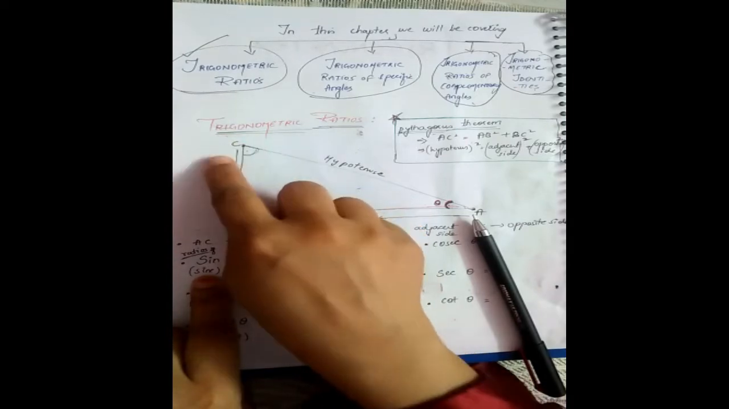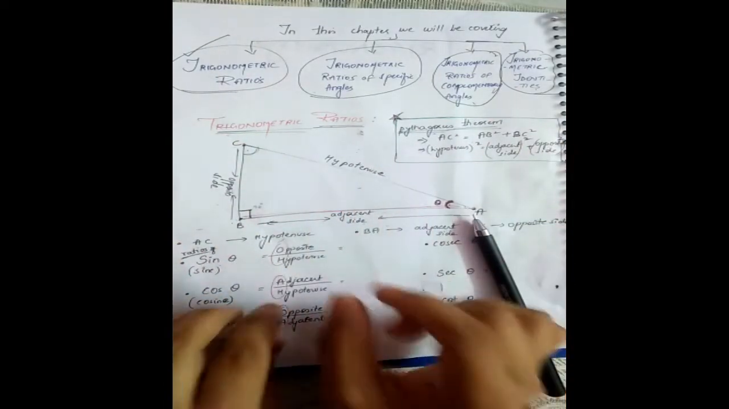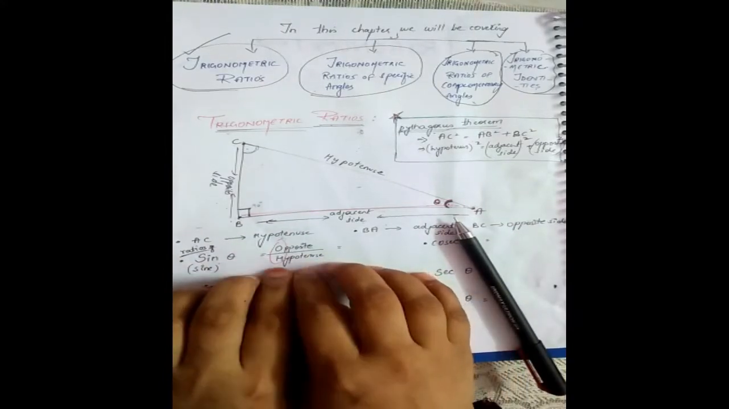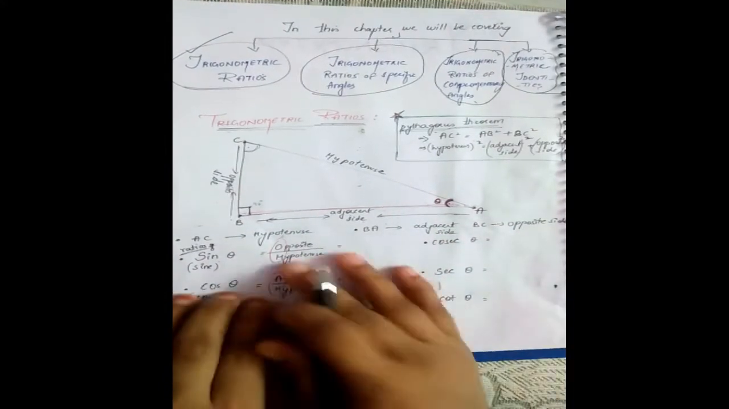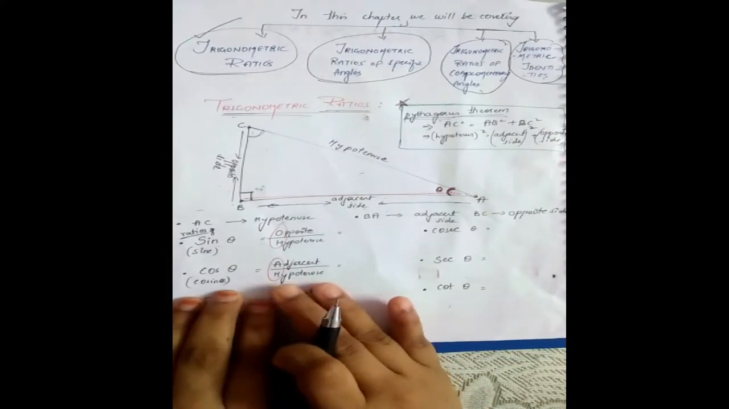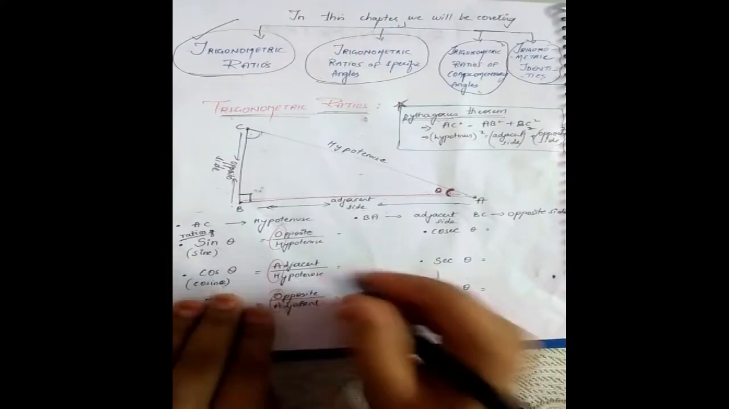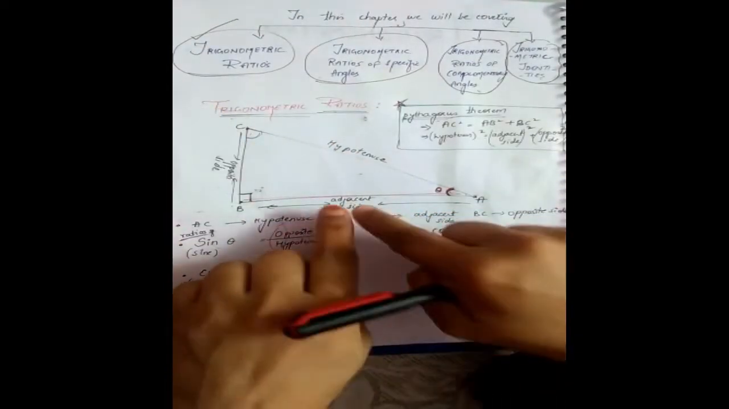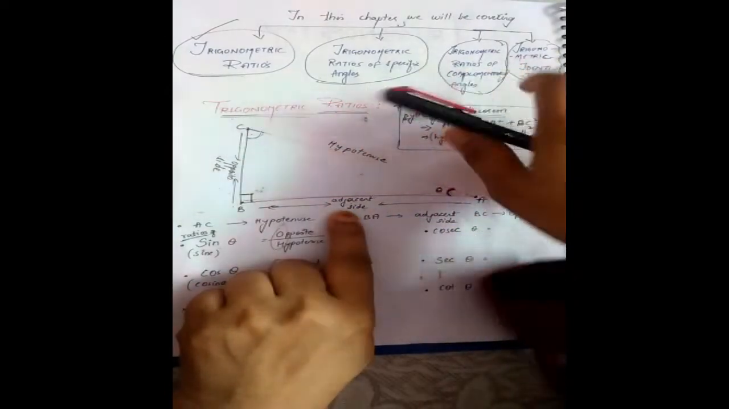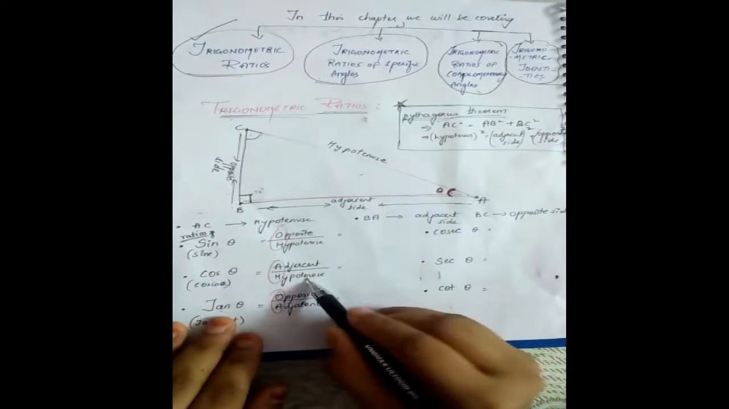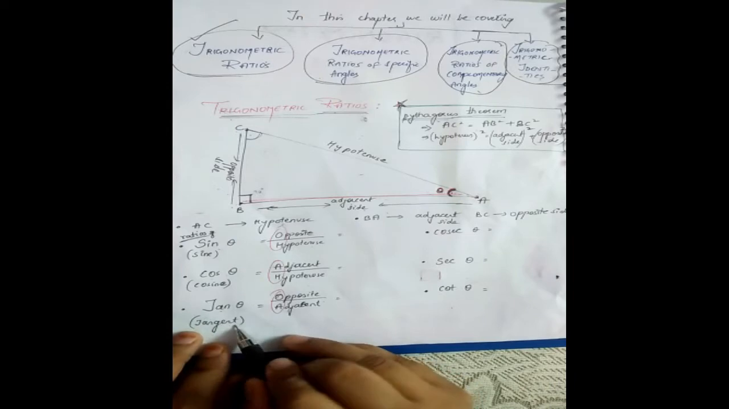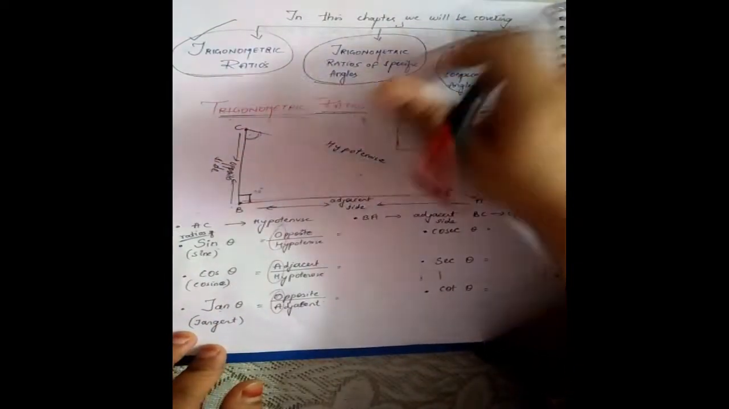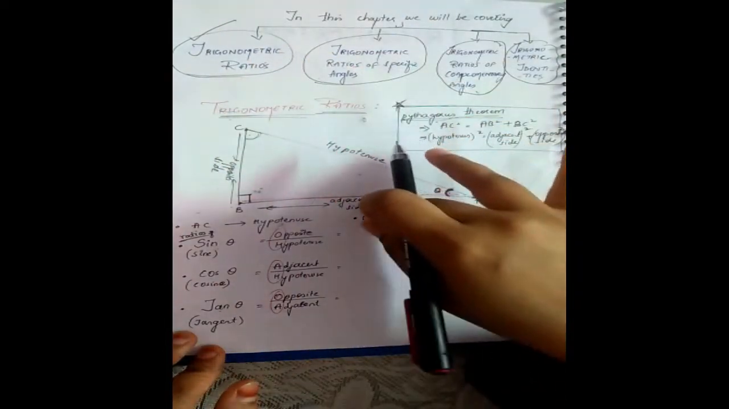I'll explain the formula usage in later stages. First, we'll try to remember the formulas. Next is cos theta, whose full form is cosine. Cosine theta is adjacent divided by hypotenuse. Tan theta is what? It's removing the hypotenuse and taking opposite by adjacent side.